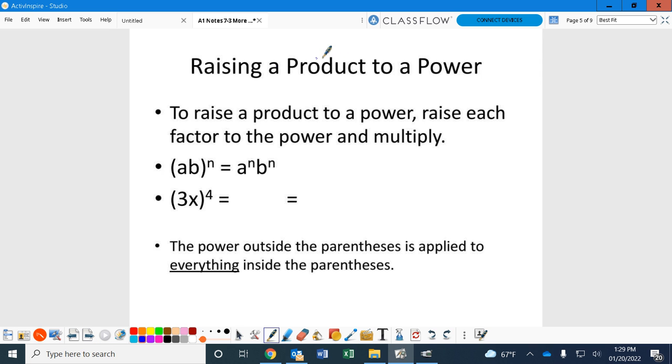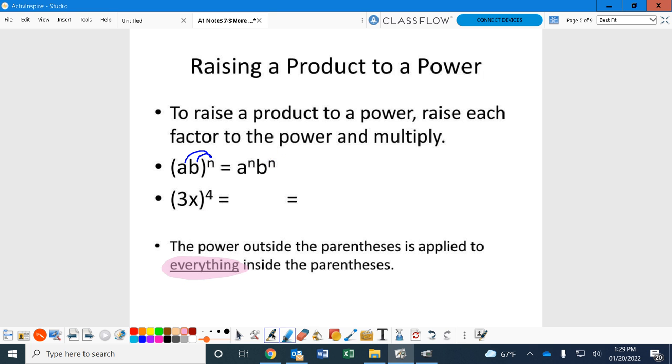When you raise a product to a power, all that means, guys, is that there happens to be more than one number inside this parentheses. So instead of putting the n on just one of them, you have to apply it to everything that is inside that parenthesis. Guys, did I make it clear enough? I wrote it on here for you. I underlined it. I'm highlighting it now. It has to apply to everything inside there. So it's going to be a to the n and b to the n.